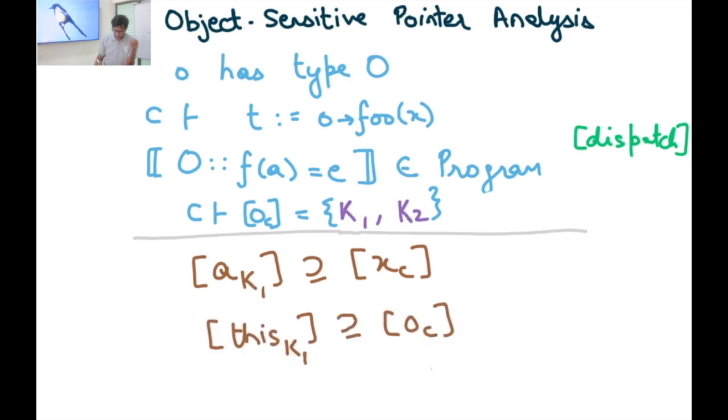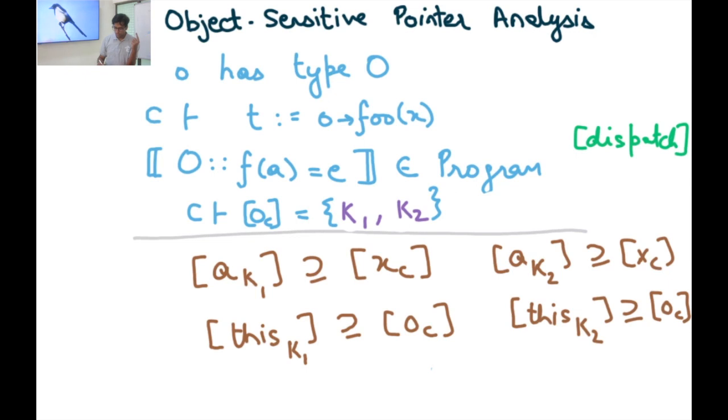Similarly, the points-to set of this in K1, in the callee's context, which is one of the callee contexts, can be updated using the receiving object o in the caller's context C. So in other words, the points-to set of this in K1 is a superset of the points-to set of o in C. And both these rules are only for a single callee context K1, but we want to tackle both contexts because o could have pointed to either of them. And so we have two more rules which are completely identical, just replace K1 with K2. So a in K2's points-to set is updated using x in C, just like a in K1's was updated.